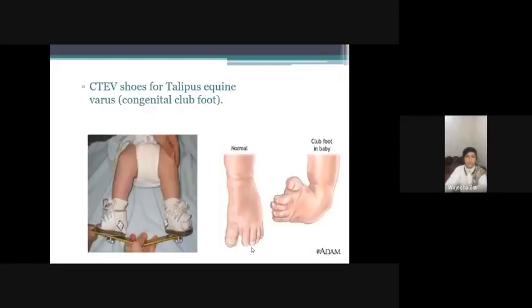The second one is CTEV shoes, especially used for talipes equinovarus. This is a congenital clubfoot of the neonate. These shoes are applied for a longer period of time. So in this way, the deformity, as you can see in the clubfoot deformity, will resolve with the passage of time. So it was all about the passive movement.